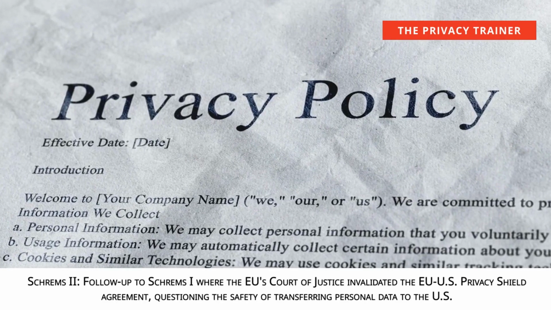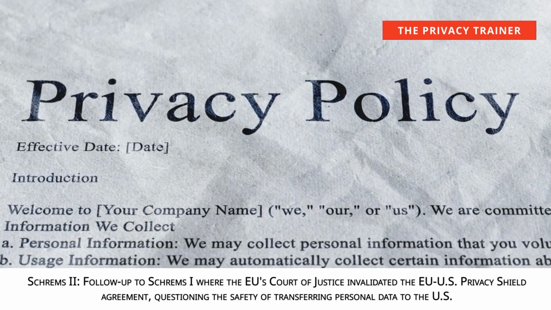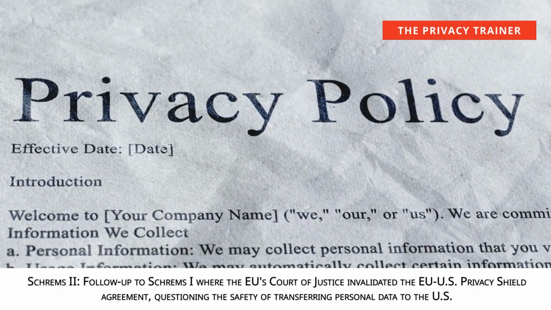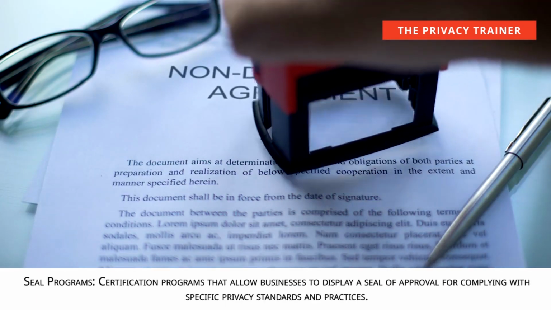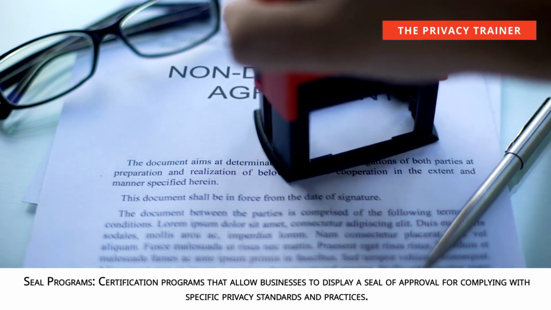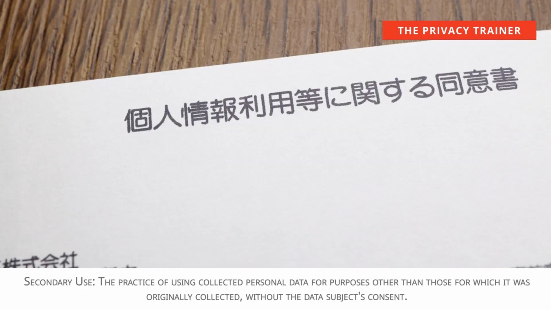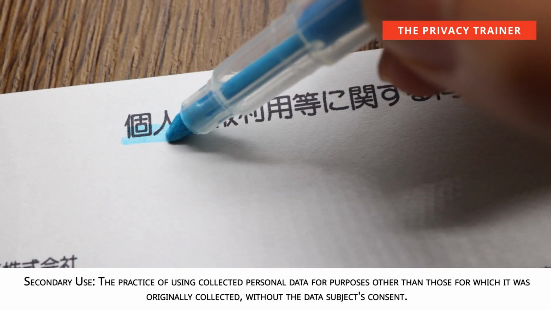Schrems II. Follow-up to Schrems I, where the EU's Court of Justice invalidated the EU-US Privacy Shield Agreement, questioning the safety of transferring personal data to the US. Seal programs. Certification programs that allow businesses to display a seal of approval for complying with specific privacy standards and practices. Secondary use. The practice of using collected personal data for purposes other than those for which it was originally collected, without the data subject's consent.